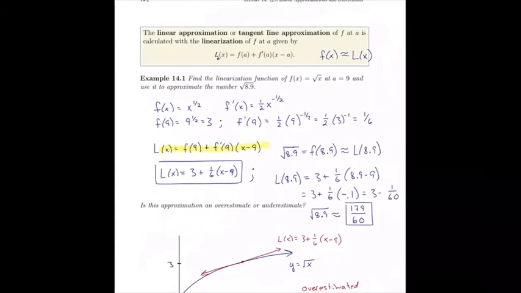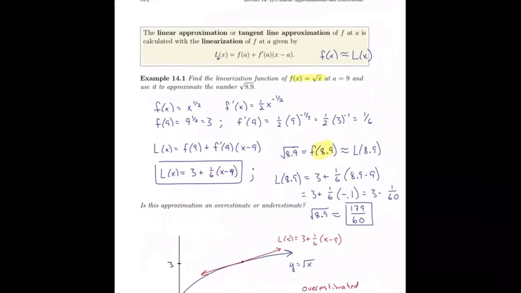Here's what it looks like. a is 9, of course. We plug all these numbers in, as I said. We have 3 plus 1/6 times x minus 9. We could simplify that, but this is a perfectly reasonable approximation tool. Okay, this is our L of x, our linearization function, or our linear approximation. So if we want to know what the square root of 8.9 is, well, it's the function f of 8.9, right? That's what the function tells us to do, take the square root of something.